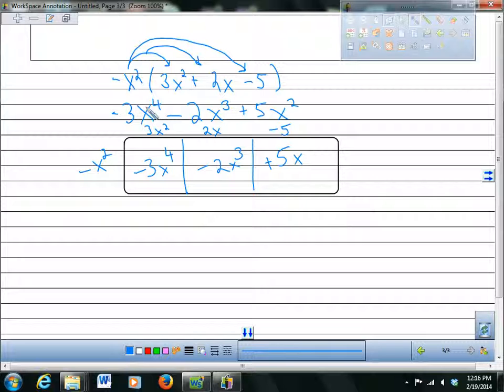All right, let's have a you try. And, oh, we're not done yet. Okay, you try. 5n times 3n cubed minus n squared. Go ahead, you guys try. See who's going to get that one right.